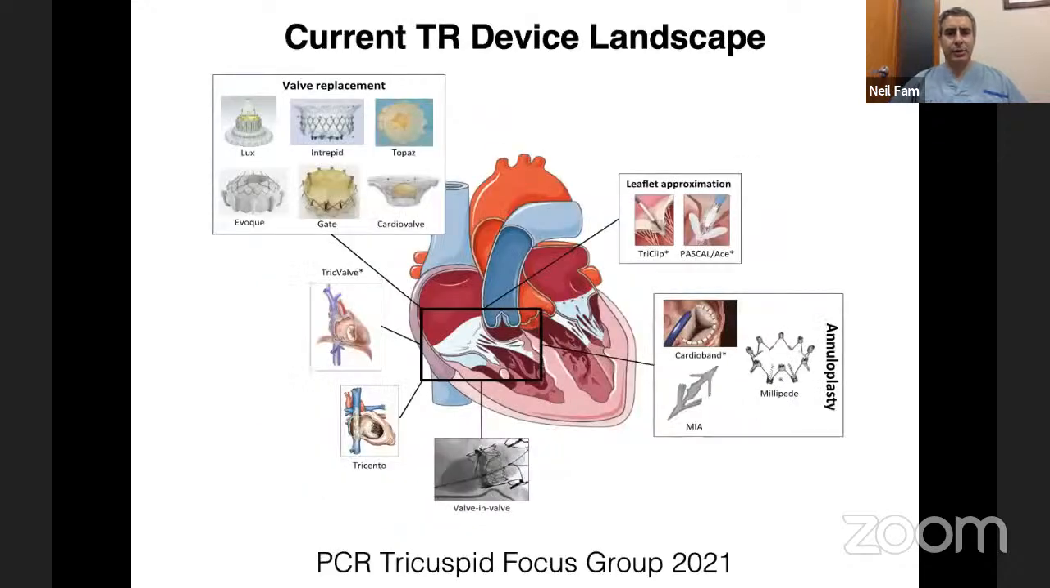So here is a snapshot of the current tricuspid valve device landscape, which continues to evolve. This all started with leaflet approximation, and the tricuspid clip has now been iterated to be a dedicated device called the TriClip. We have a competing device for TEER called the Pascal. And we have annuloplasty devices as shown on the right. And then on the top left, emerging valve replacement devices, both heterotopic and orthotopic, which we will discuss. So we are developing a toolbox for the tricuspid valve, just like for the mitral.